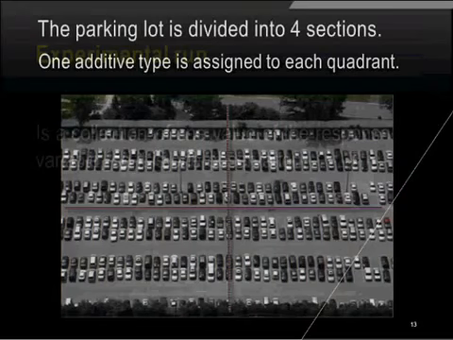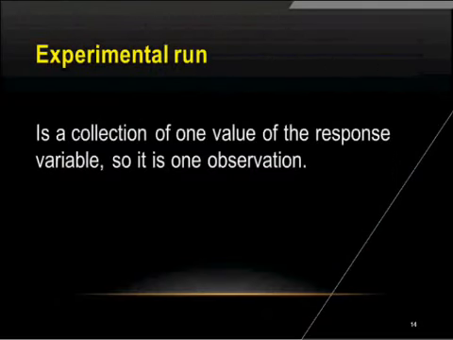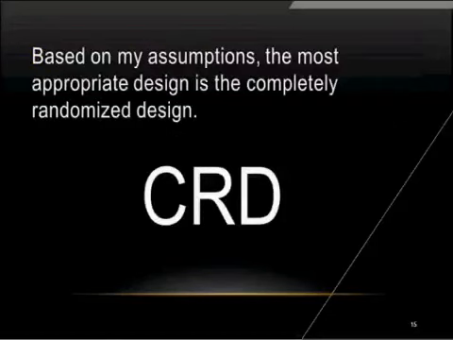All right. So probably you have heard something like experimental run. Experimental run is simply a collection of the value of the response variable, so it's just one observation. Since we have 4 quadrants and 4 levels of a treatment, the minimum amount of runs is 16. So just to make it really simple, we'll just test on 16 cars. All right. So based on my assumption, the most appropriate design for this experiment is completely randomized design, which is also referred to as CRD.